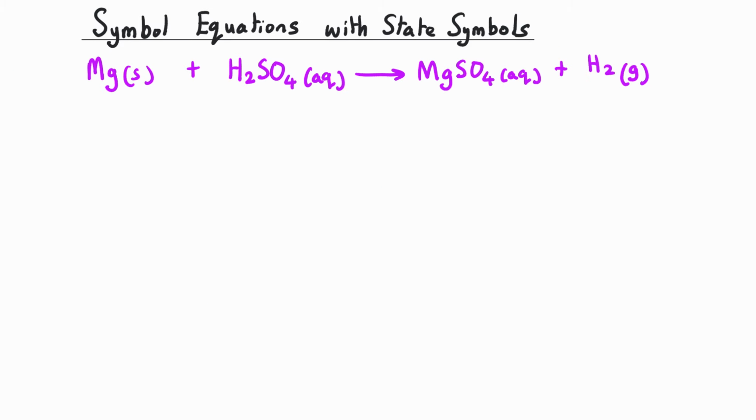Looking at some examples of symbol equations that have got the state symbols included, you can see they do tell us quite a bit about the chemicals involved. For instance, the magnesium that is reacting with the sulfuric acid: the magnesium is a solid, and the sulfuric acid is dissolved in water to make a solution. That tells us quite a bit about the reactants in this chemical reaction. And the products they are forming are magnesium sulfate dissolved in water and hydrogen as a gas.